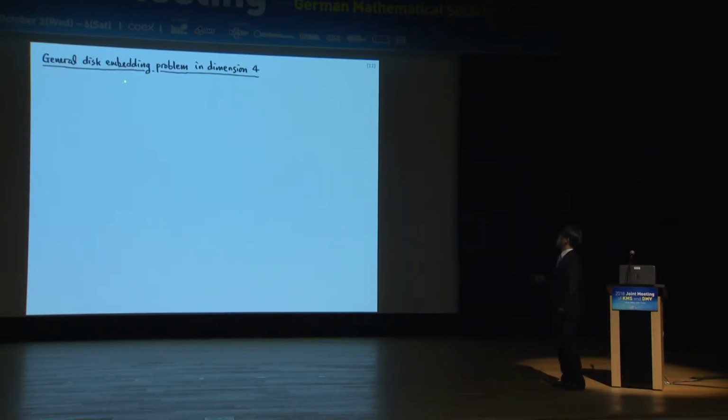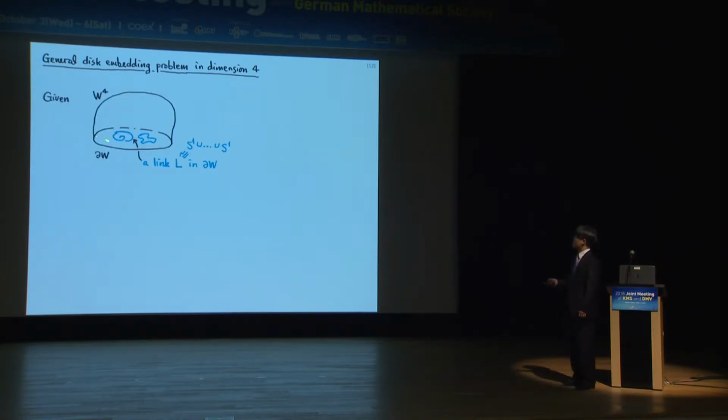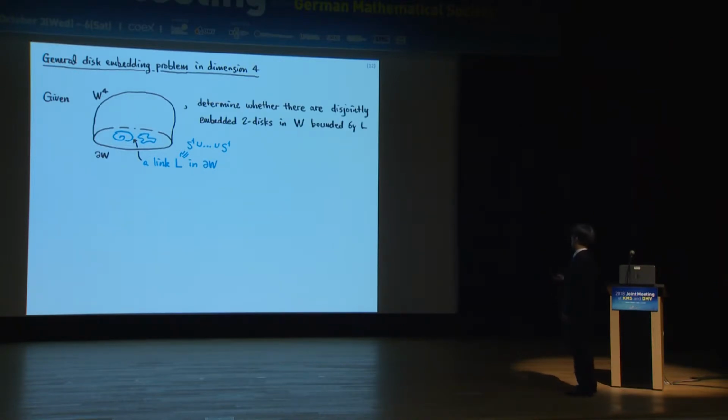Okay, so let me describe the general disk embedding problem in dimension 4. I always prefer pictures, so it's not very precise, but I hope this is easier to see. I have a four-manifold now, W, and here is the boundary of W, and I have a link. A link is nothing more than a disjoint union of finitely many embedded circles. So I have two circles here embedded in the boundary. So this is a three-manifold, with a one-dimensional object in it. And then the problem is to determine whether there are disjointly embedded two-dimensional disks in this four-manifold bounded by this given link. So do we have such a thing? Right? Disjointly embedded. So that's a formulation of the general case of this disk embedding problem.